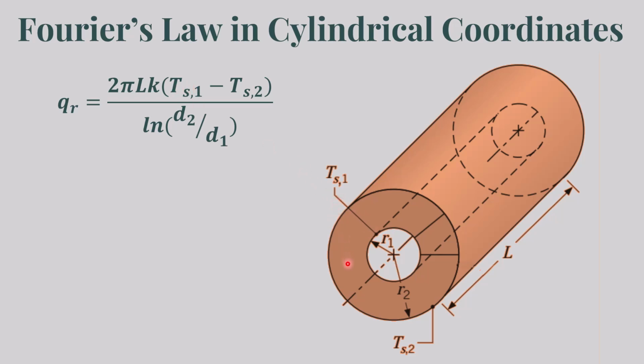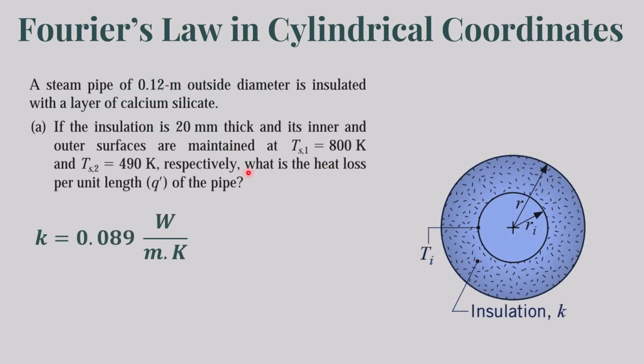So TS1 is the inner temperature and TS2 is the outer temperature. And in order to use this formula, you have to know the surface temperatures. And I'm going to solve a problem to see how easy it is to use Simscape to solve Fourier's law.